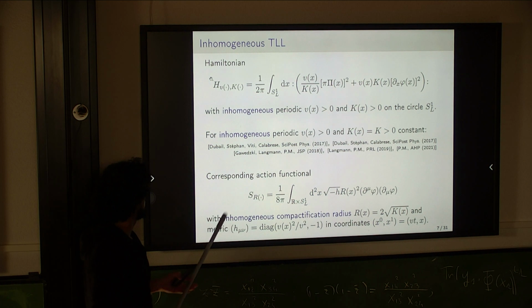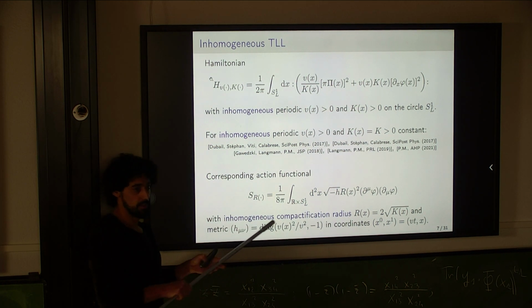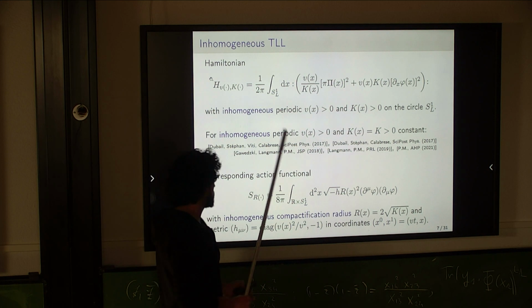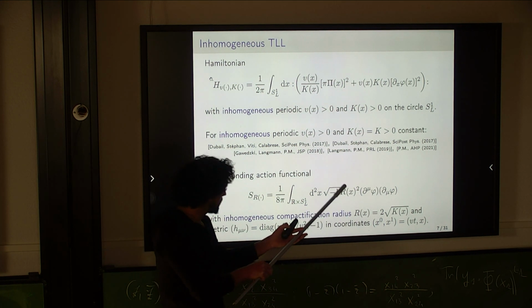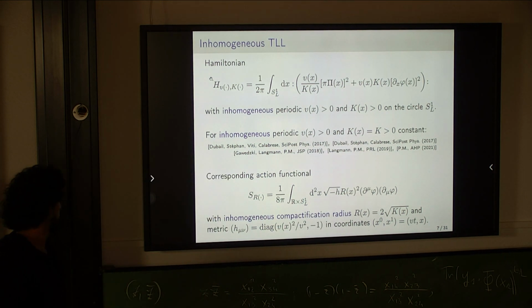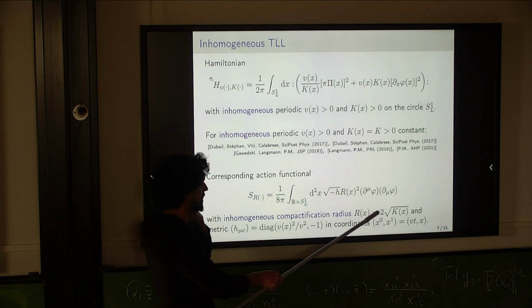The function v of x, you can put it into the metric. That tells you that this corresponds to curving space. However, the Luttinger parameter k, or r squared, cannot be put into the metric, so it's an overall factor that's always present, and that makes life more complicated. In this case, you can see that it's having an inhomogeneous compactification radius.